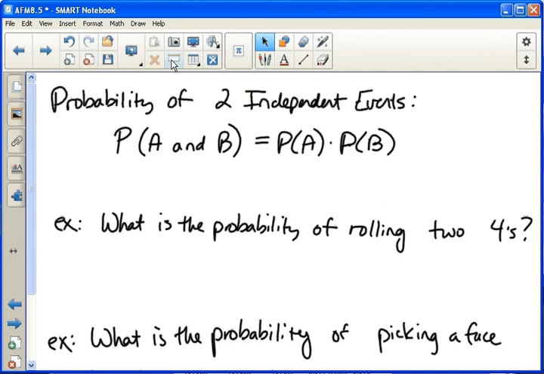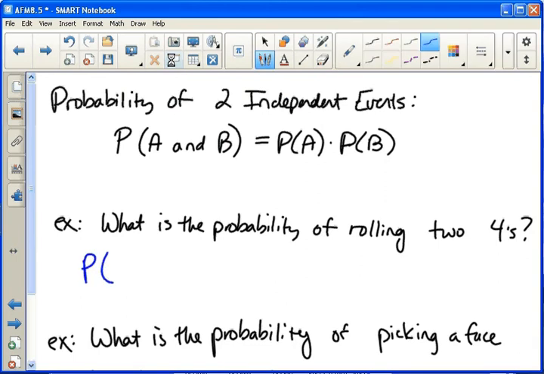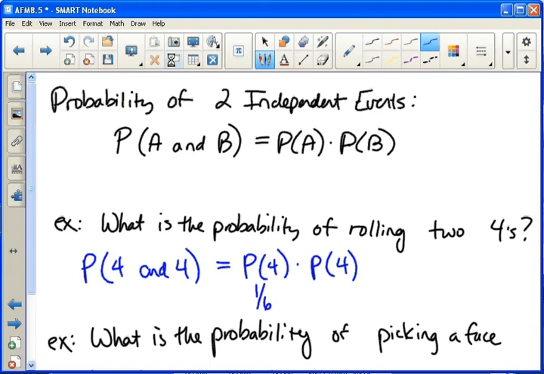So we need to figure out the probability of rolling a 4 and rolling another 4. That will be the probability of rolling a 4 times the probability of rolling a 4. Well, if you just have a normal 6-sided die, the probability of that would be 1 out of 6. And the probability of rolling a 4 again would still just be 1 out of 6. One roll does not affect the other. So the probability of rolling a 4 twice in a row would be 1 out of 36. 1/6 times 1/6.